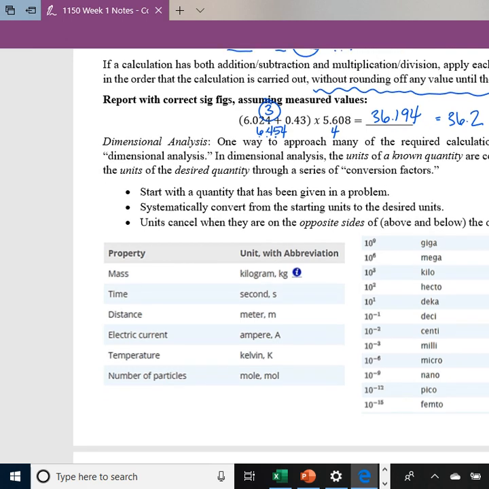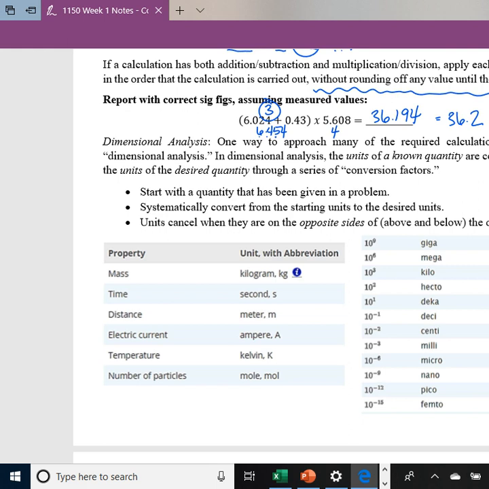Okay, so dimensional analysis. Dimensional analysis is a very fancy way of saying unit conversion. One way to approach many of the required calculations that we're going to need to do is to use dimensional analysis. In dimensional analysis, the units of a known quantity are converted to the units of a desired quantity through a series of conversion factors.